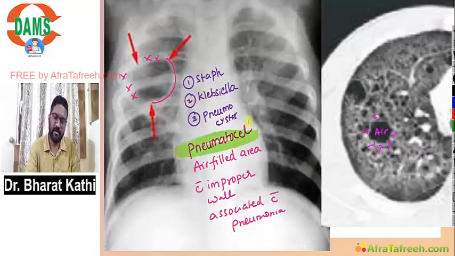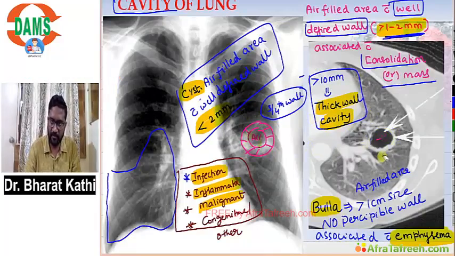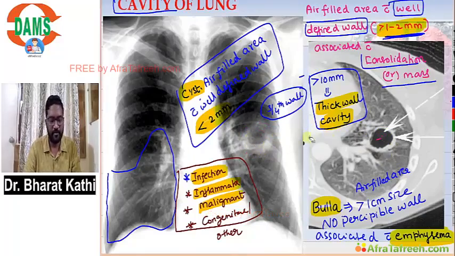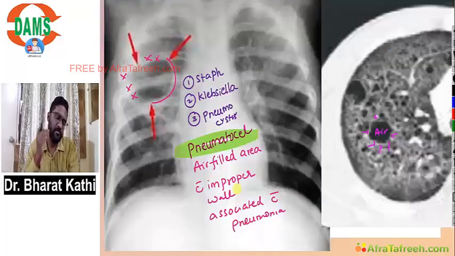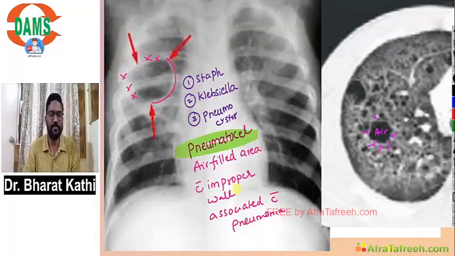So if you see a cavity, see the main difference. So now I will erase this. You can identify the air-filled area with a well-defined wall. So this is a cavity, whereas this is a pneumatocele. An air-filled area with no proper wall is a pneumatocele.